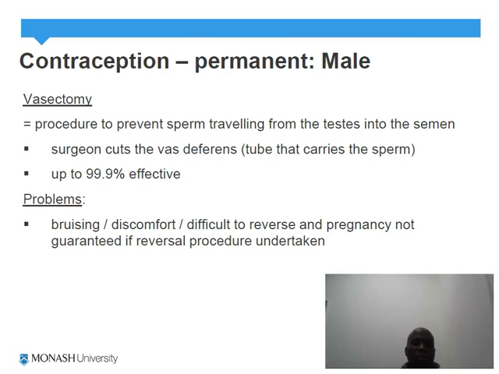It has problems. Firstly, there is bruising as a result of the procedure. So the procedure may result in bruising or discomfort. Once it's done, there's that discomfort. And then there's difficulty to reverse, and pregnancy is not guaranteed if the reversal procedure is taken. So men have to be very careful when they decide to do this permanent procedure, because the likelihood of reversing the procedure is negligible.